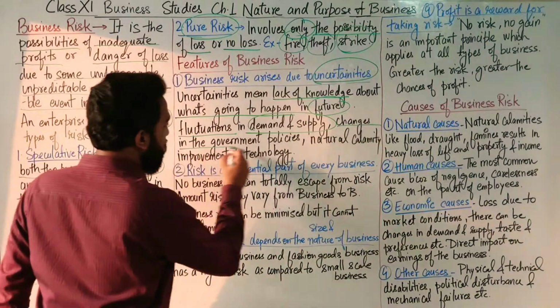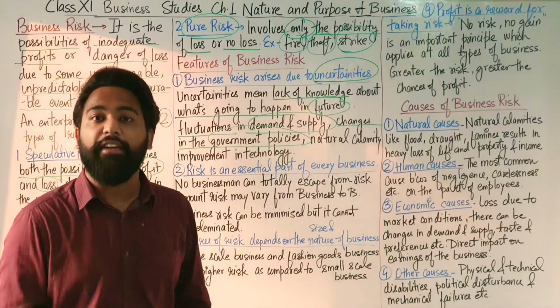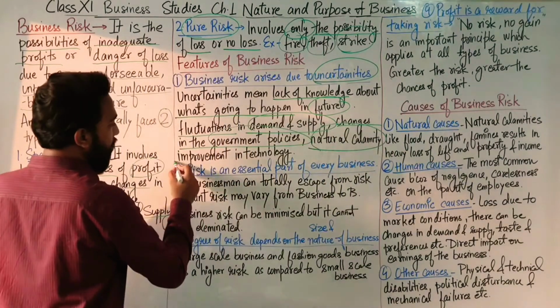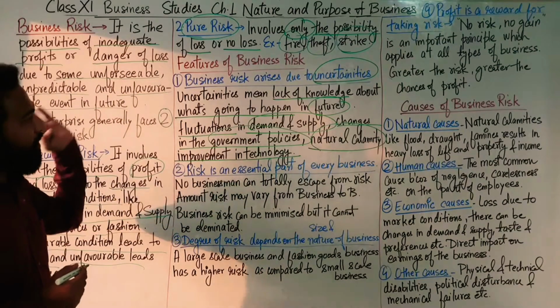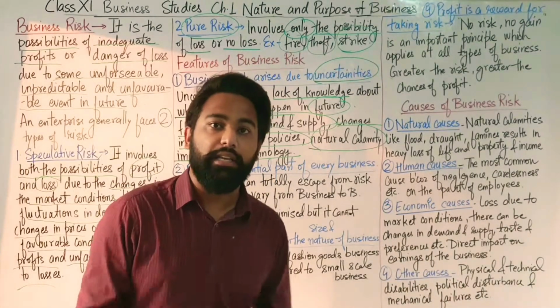Changes in the government policies: when our government will change the policies, we also don't have any idea about that. Natural calamities or improvement in the technology. So these are the uncertainties which a business suffers as risk.